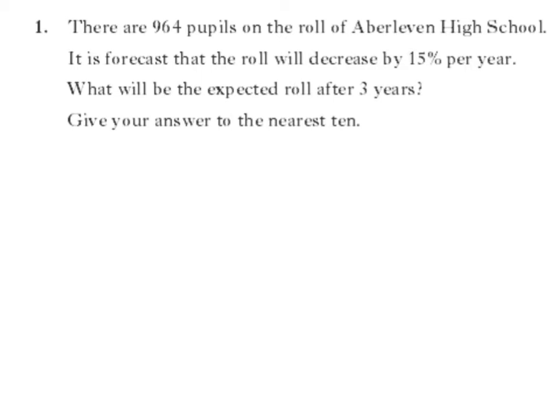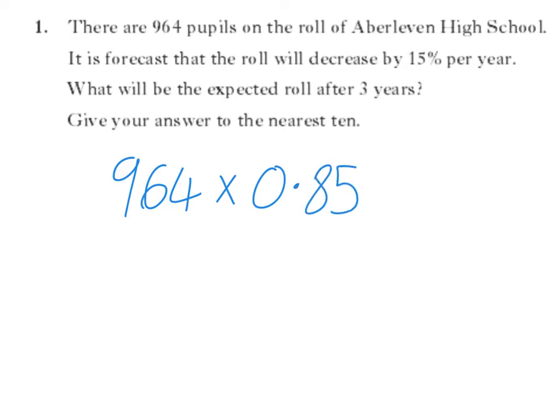So if we think of our original percentage roll as 100%, a decrease of 15% means 85% left over. 85% as a decimal is 0.85. So we set it down as follows: 964 multiplied by 0.85. The reduction is over a 3-year period, 15% each year. So that means our power here is 3.